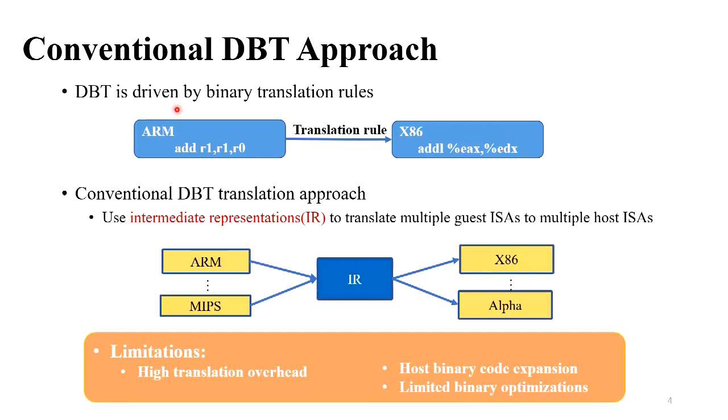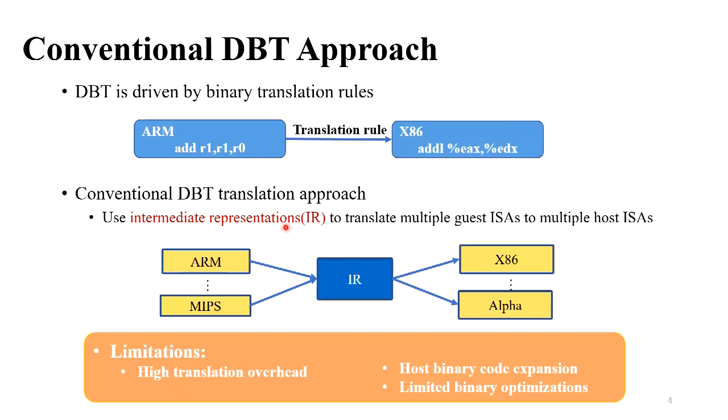DBT is driven by translation rules that translate a guest binary code sequence to a host binary code sequence. Each translation rule consists of two parts, a guest instruction sequence and its corresponding semantically equivalent host instruction sequence. For example, the ARM instruction on the left can be translated to the semantically equivalent x86 instruction on the right.